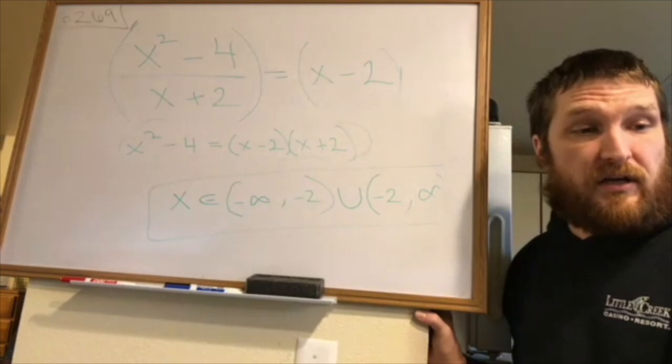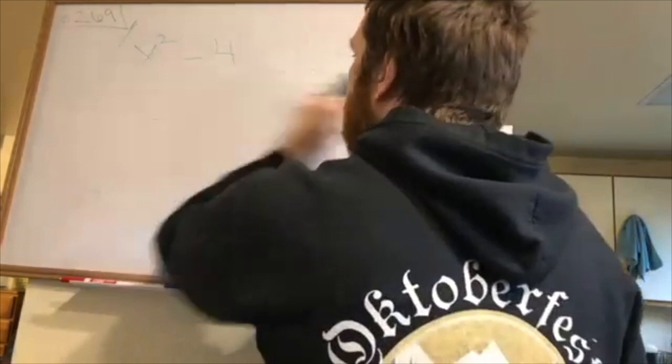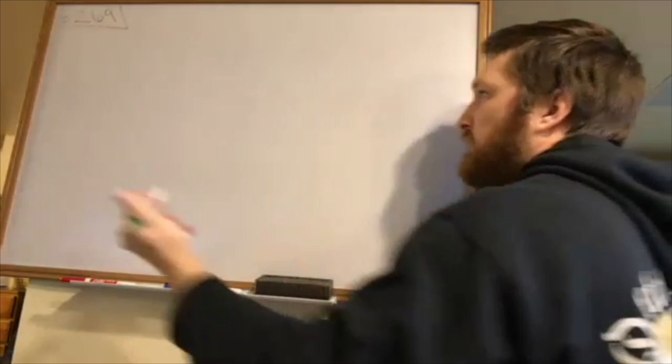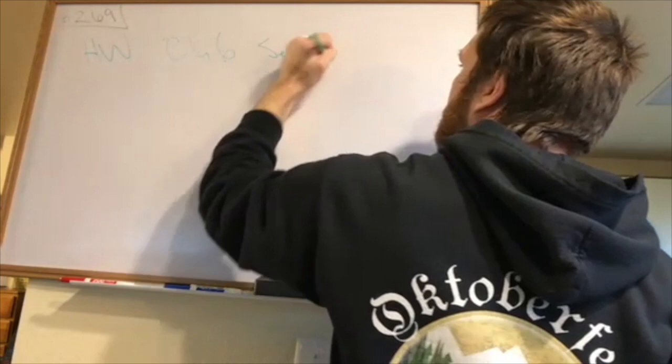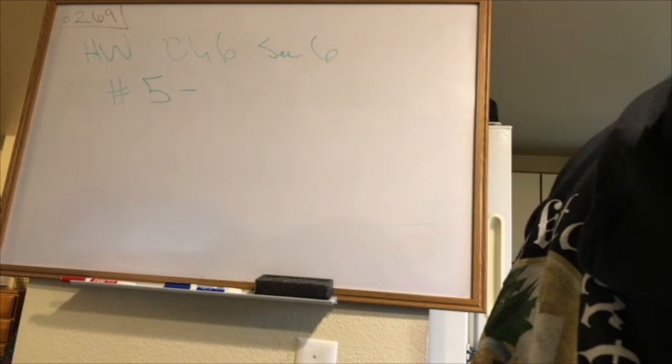Okay. So, homework. This is chapter six, section six. We're not going to worry about that. We're going to start with five. Five through 29 odd.